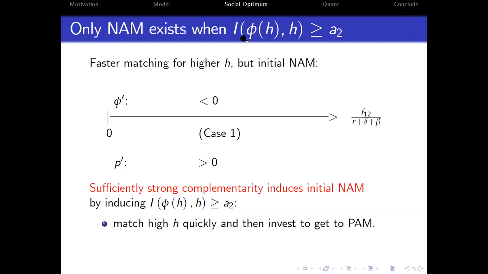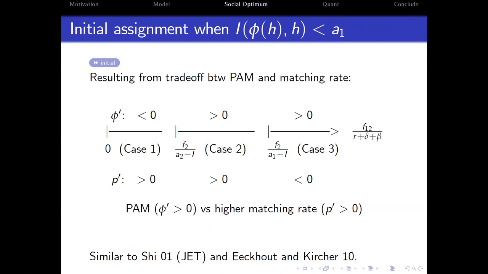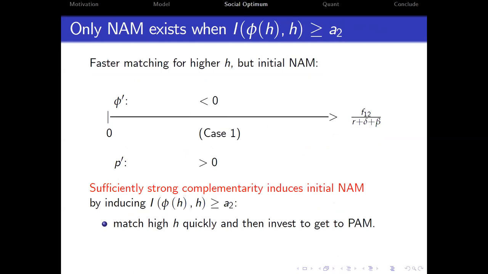Okay, part of that is certainly that TFP matters because it shows up in this cutoff level A2. It is the marginal productivity that would show up in all these cutoffs. I didn't actually show you the expression for these cutoffs, but they do depend on both F1 and F2, the marginal productivity of capital and skill. So the short answer is that it does matter, in determining how you compare the initial investment with these cutoff levels.